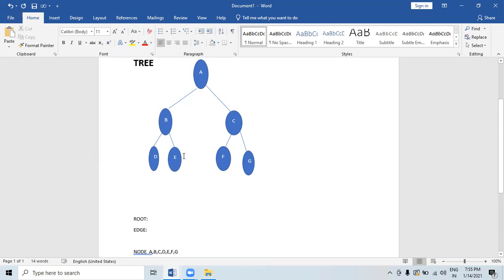Then child. The successor of a node is called a child. In a tree, any parent node can have any number of child nodes. In the above diagram you can see D and E are children of B. Then sibling.